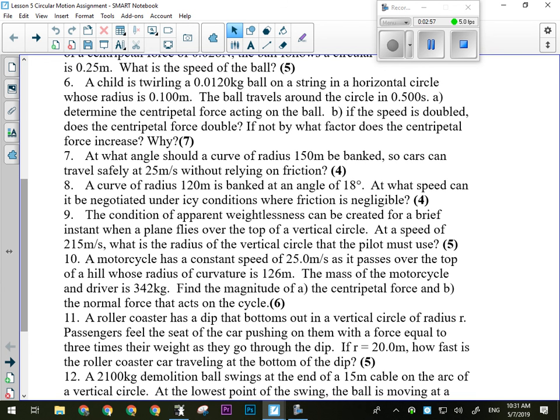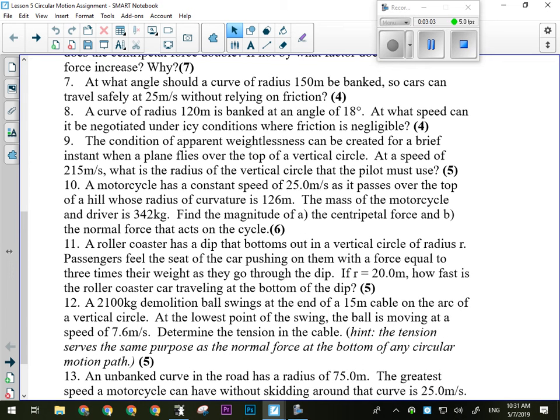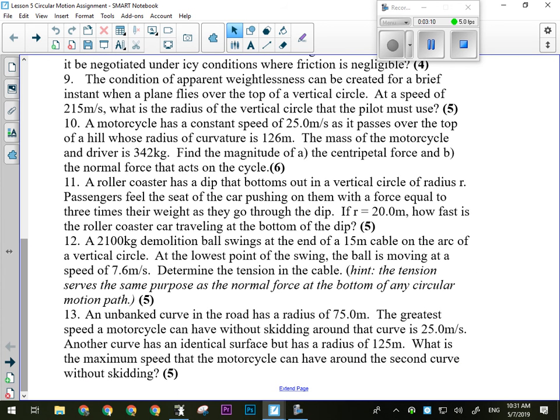Number 7, we've got a banked curve question. Same with number 8. Numbers 9, 10, and 11 are going to be vertical circular motion questions. And then some more vertical circular stuff, and then some more. There's an unbanked curve question at the bottom, which is obviously not a vertical circle, so don't solve it that way.